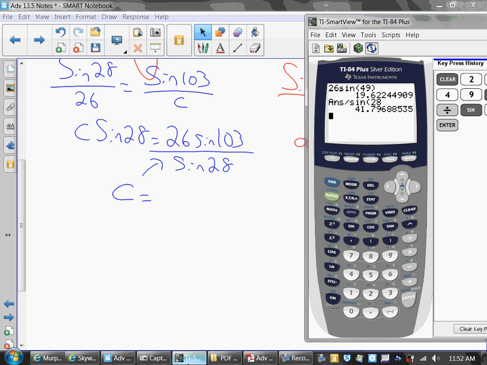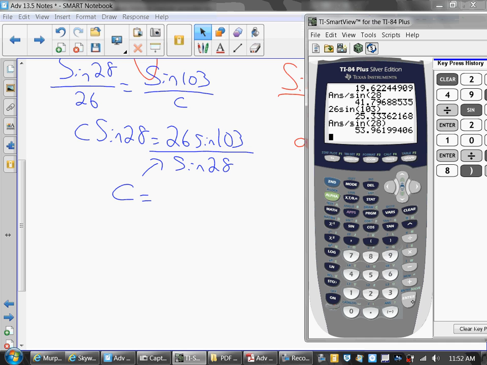So once again, in the calculator, 26 sine 103 divided by sine 28. Did you guys get 53.96?